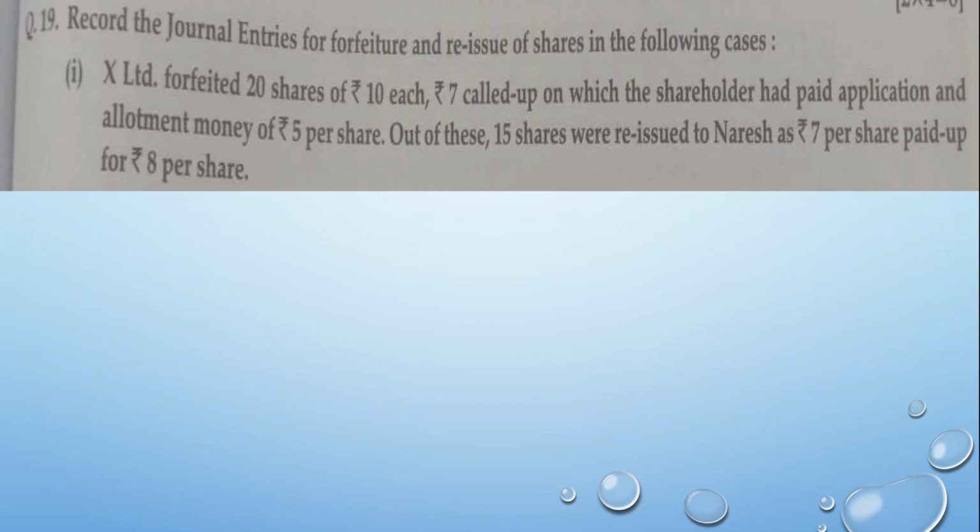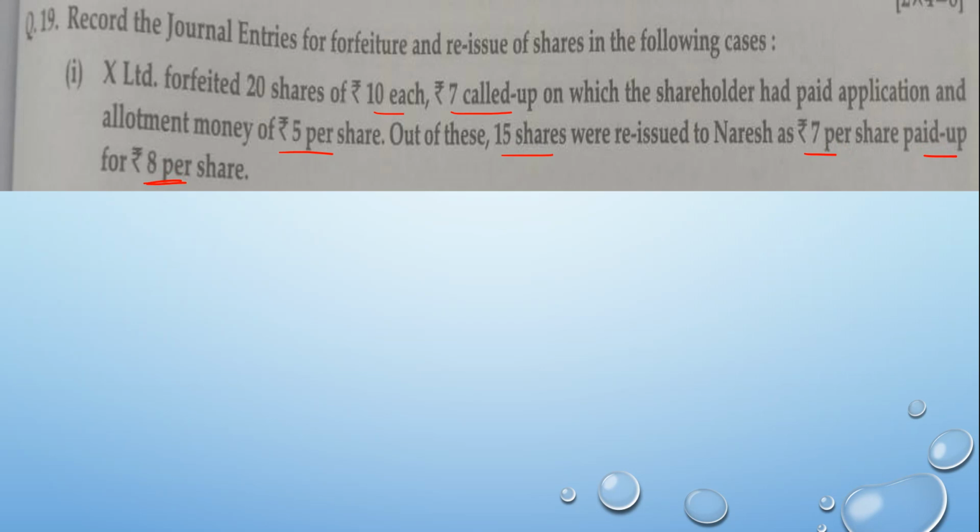So the first question that we'll be learning from is: record the journal entries for forfeiture and reissue of shares in the following cases. X Limited forfeited 20 shares of Rs 10 each, Rs 7 called up, on which the shareholder had paid application and allotment money of Rs 5 per share. Out of these, 15 shares were reissued to Naresh at Rs 7 per share paid up for Rs 8 per share. So now here, what are the points that you have to absorb?